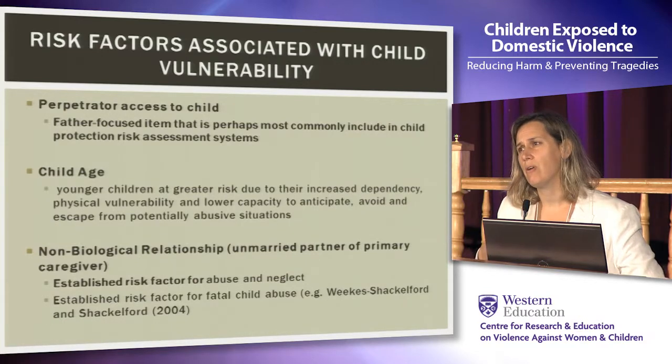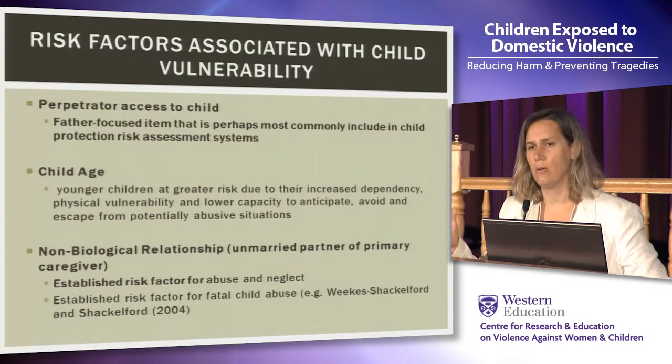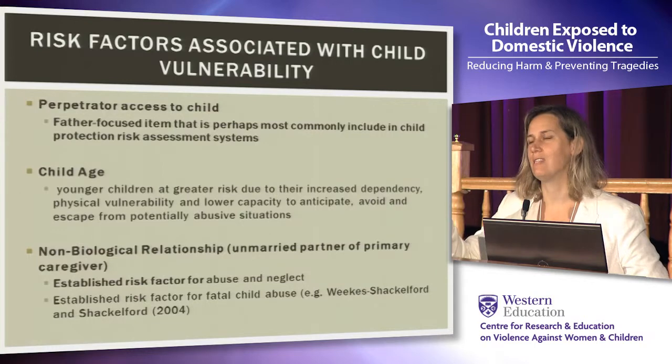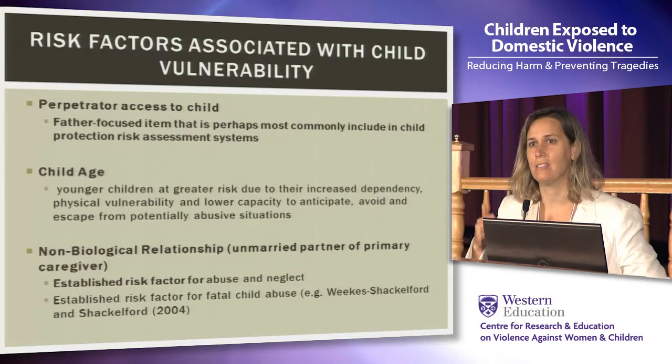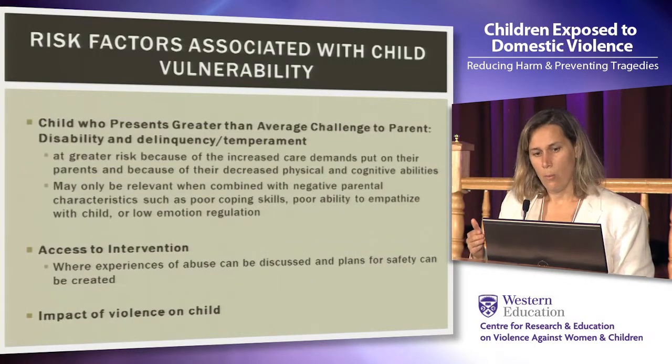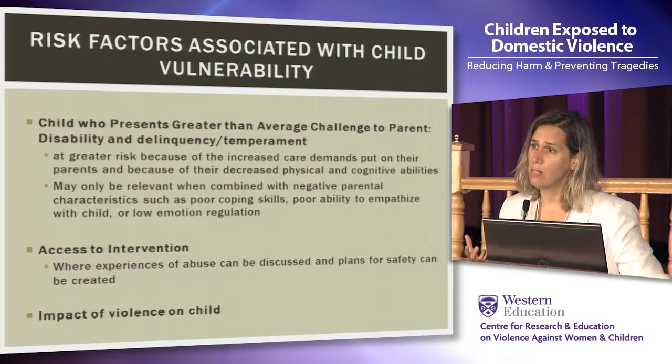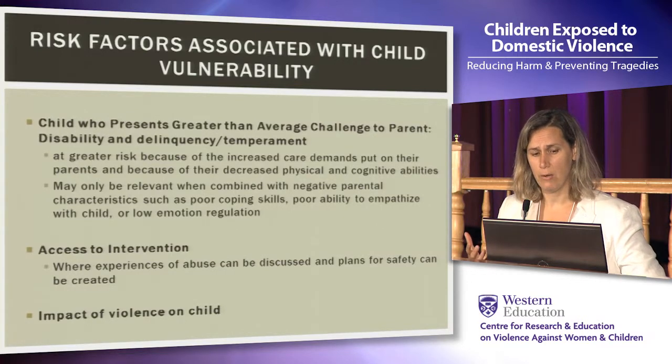whether or not the perpetrator has a non-biological relationship with the child. So in 20 years of US data, that's an 8-fold increase of stepkids over biological kids in terms of risk. What about the kids who present greater than average difficult challenge to parent? What about children's access to intervention?